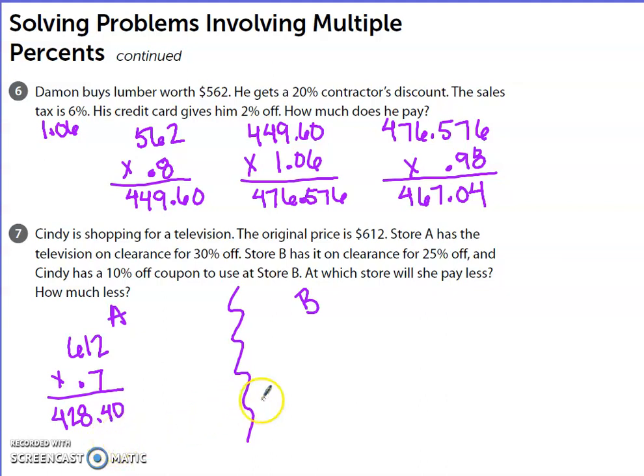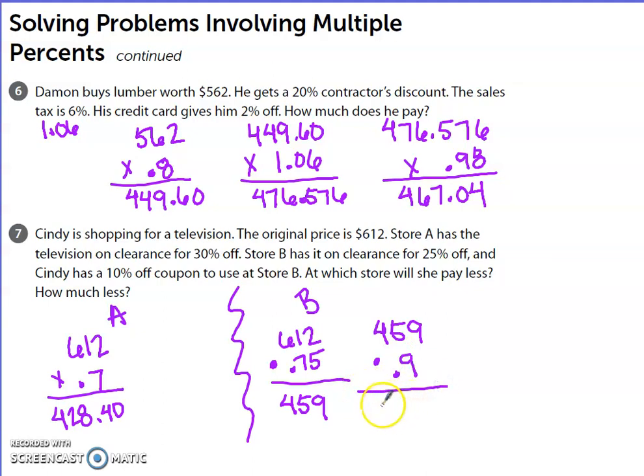At Store B, it's only 25% off. So she's going to pay 75% of the total price. 612, 75% of total price is $459, which is more than A, but she's got a coupon. She's got a coupon for 10% additional off of that. So $459, and that coupon gets her 10% off. That's 90% of the total. $413.10. Store B is the better deal by about $15.